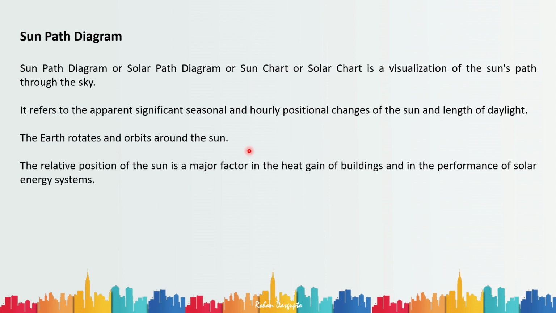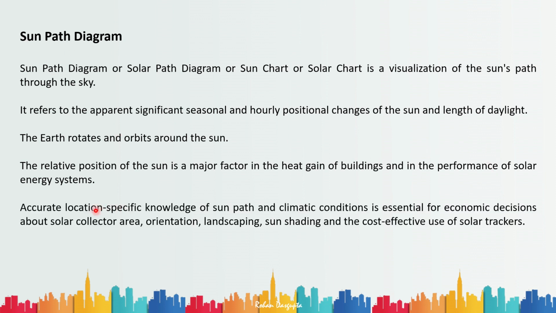And also, if we want to have solar energy systems, is that how we are going to ensure the better performance, by knowing the sun path diagram. Accurate location specific knowledge of sun path and climatic conditions is essential for economic decisions about solar collector area, orientation, landscaping, sun shading, and the cost effective use of solar trackers. So basically, if you want to have any solar energy systems in position, you need to have a good knowledge of the sun path diagram.